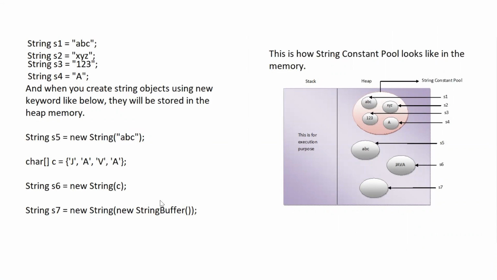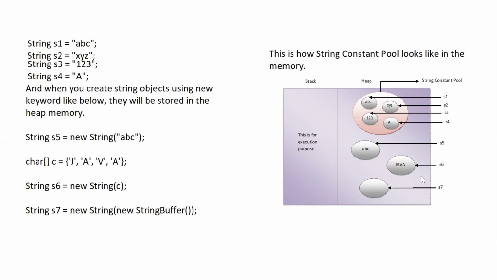Now whenever I create strings by using new, for example String s5 = new String("abc"), the "abc" is already created by s1 in the constant pool. The s5 object will be created in the string non-constant pool. Likewise, whenever I create String s6 = new String("Java"), it will be created by using an object in the string non-constant pool.